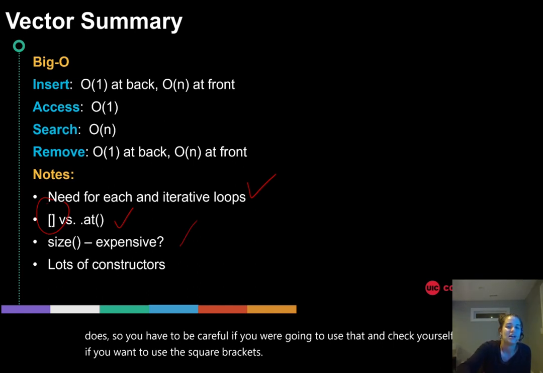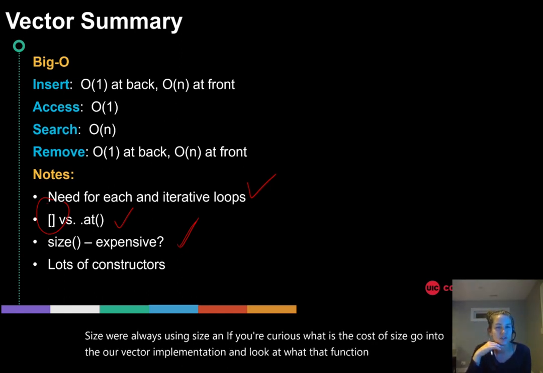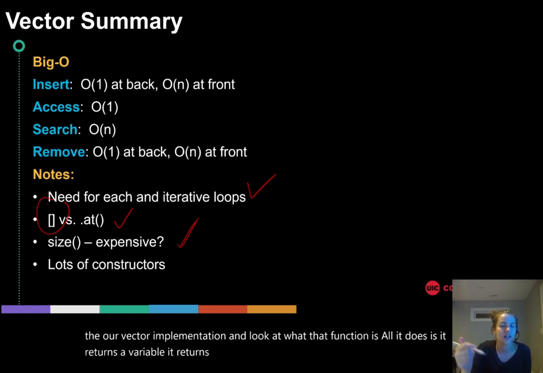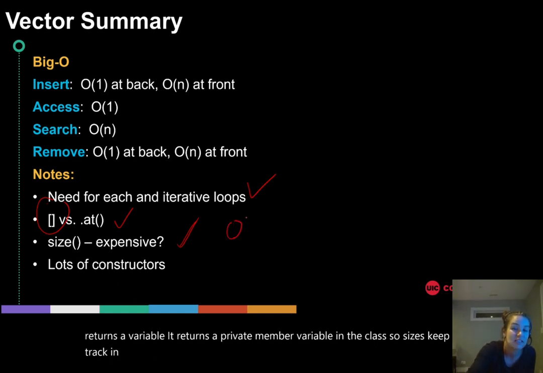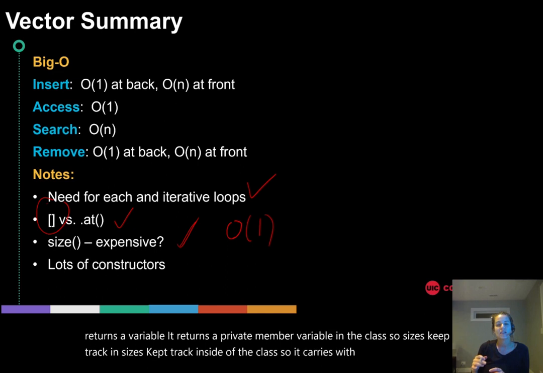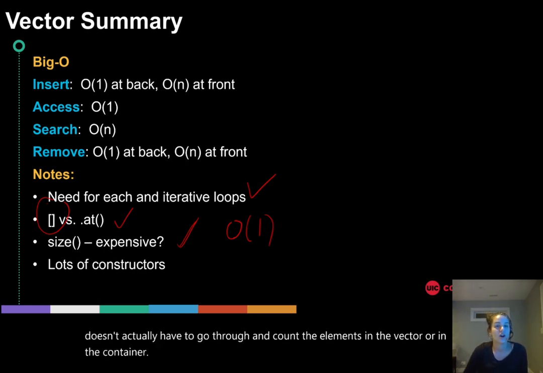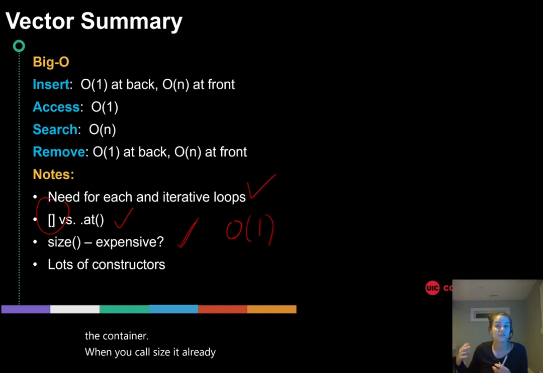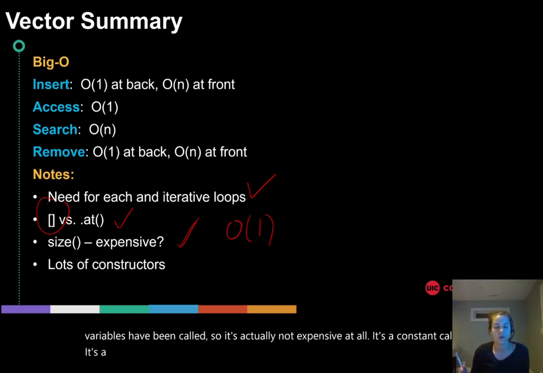Size. We're always using size, and if you're curious what the cost of size is, go into the vector implementation and look at what that function is. All it does is return a variable. It returns a private member variable in the class. So size is kept track of inside of the class, so it carries its size with it. It doesn't have to go through and count the elements in the container when you call size. It already knows what the size is. So it's actually not expensive at all. It's a constant call, a big O of 1.